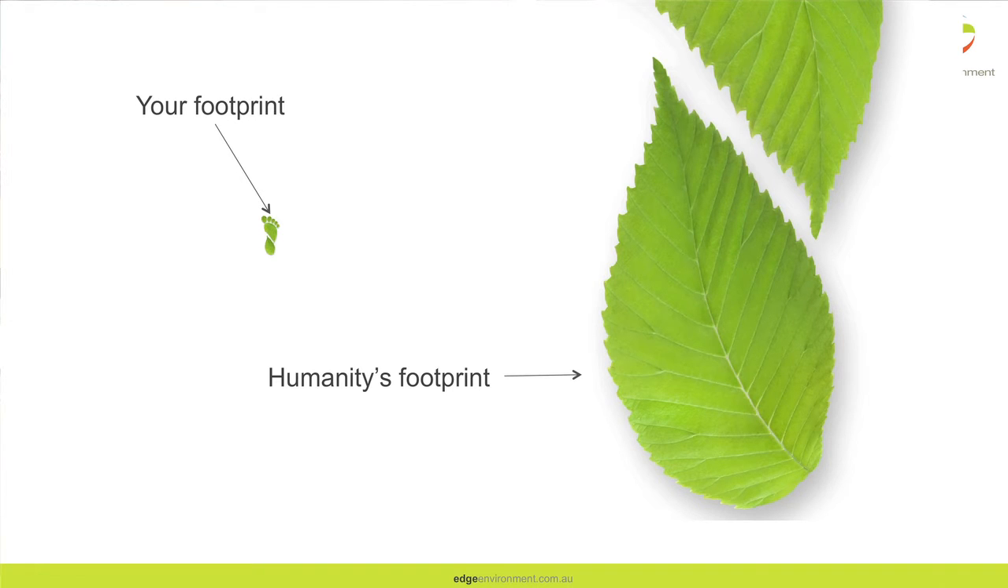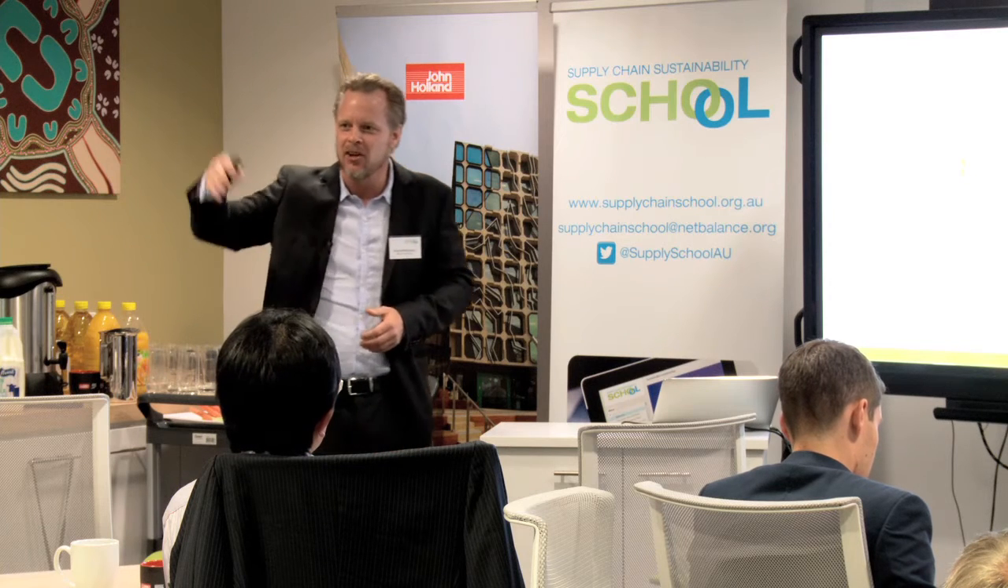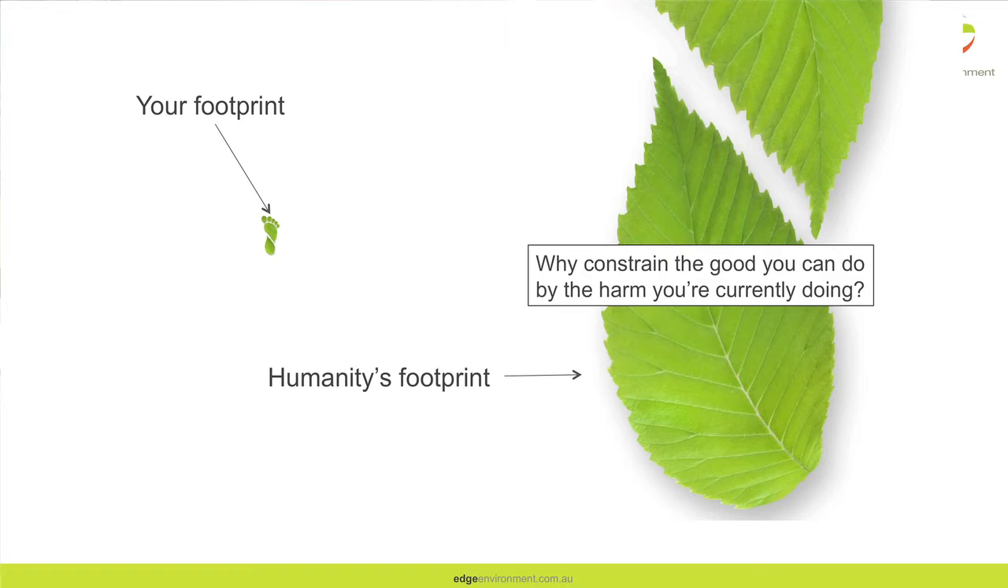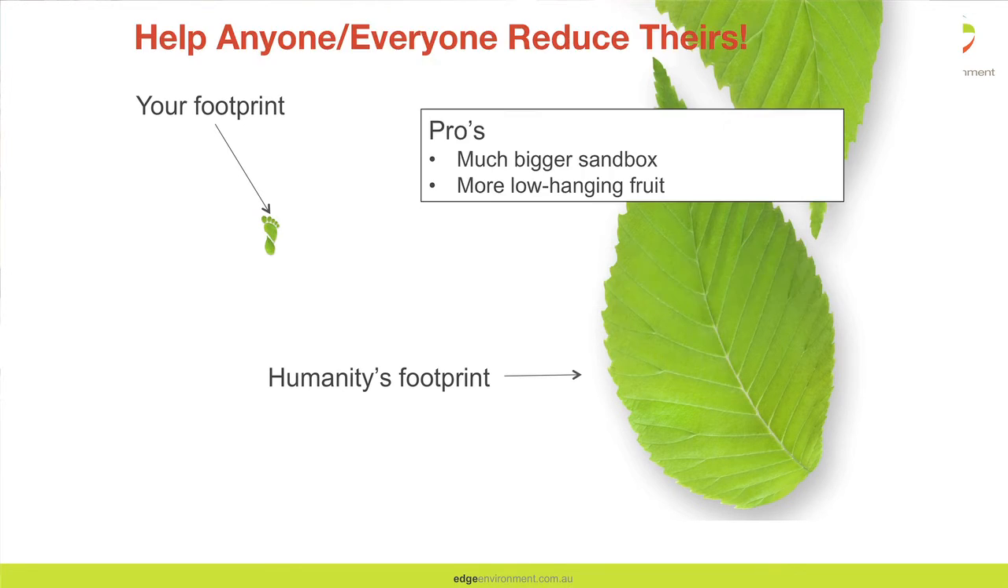So you feel not really empowered. Yeah, we do all this stuff, but it's not changing the big picture. So why constrain what you can do, the harm by what you're doing with what you can achieve together? So it's the thought around how can I access humanity's footprint and do something?